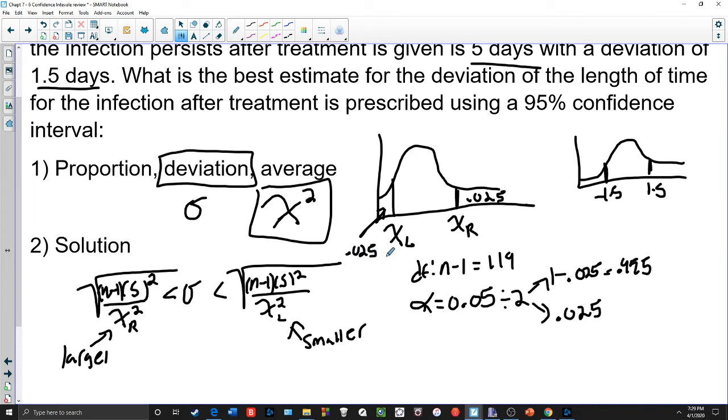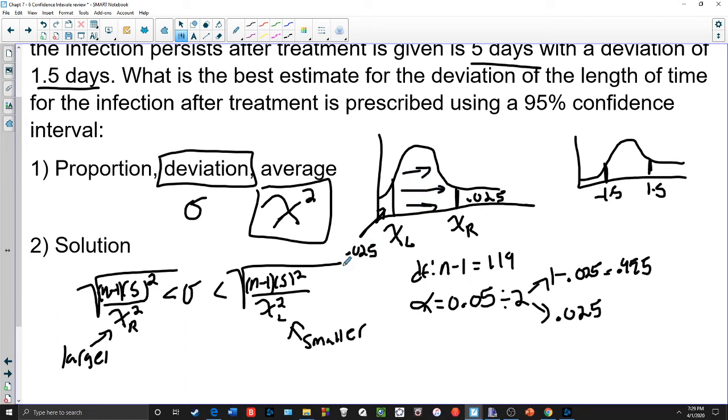Unfortunately, my table doesn't go left and right. My table only gives me one direction. And for chi-squared, that one direction is to the right. So my table will show me this value directly. But if I want this value, I have to think about, okay, if I want this area, that's going to be 1 minus the area to the right of it.